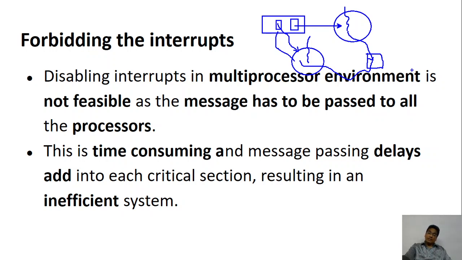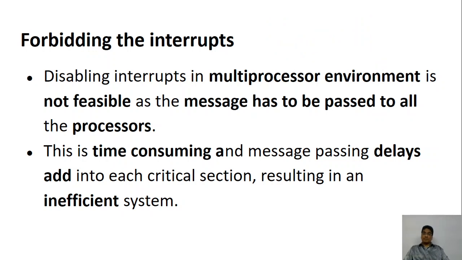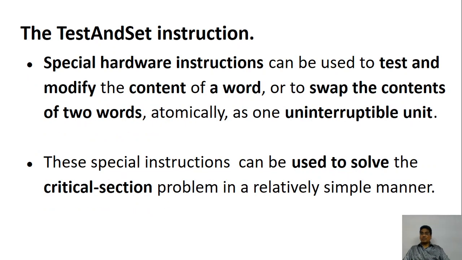So when you have multiple processes in a multiprocessor environment, trying to disable the interrupt is not going to work, because it's going to take a lot of time and the ultimate solution will not be a very efficient one, because you are disabling the interrupt altogether.